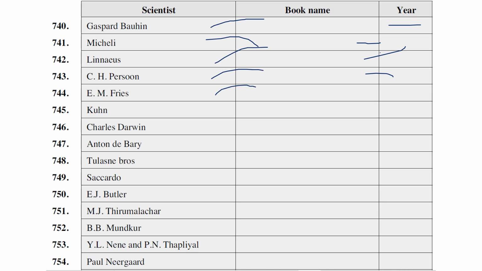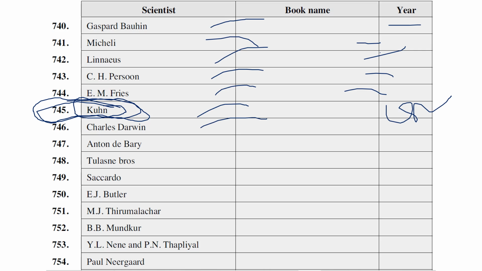E. M. Fries, Systema Mycologicum, 1821. J. G. Kühn wrote a book called Diseases of Cultivated Crops, Their Causes and Their Control, and this book is noted to be the first book on plant pathology, 1858. It's very important. What is the first textbook completely devoted to plant pathology? Diseases of Cultivated Crops, Their Causes and Their Control. Charles Darwin wrote a book called Origin of Species, 1859.